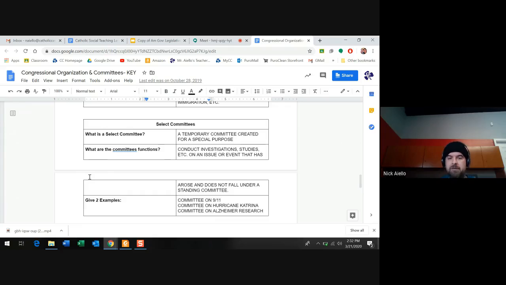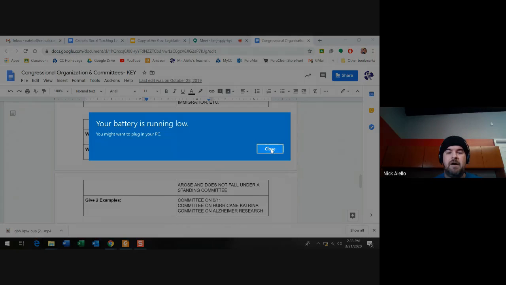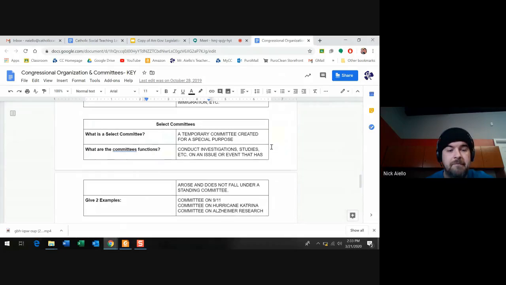We have a standing committee to help handle the pandemic that's going on in the world right now. Similarly, we had a standing committee when 9/11 happened. We had a standing committee on Hurricane Katrina. There's currently a standing committee conducting Alzheimer's research. They're doing investigations because something happened, something needs to be taken care of for the time being, right?